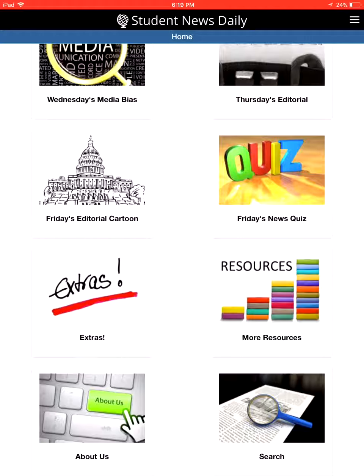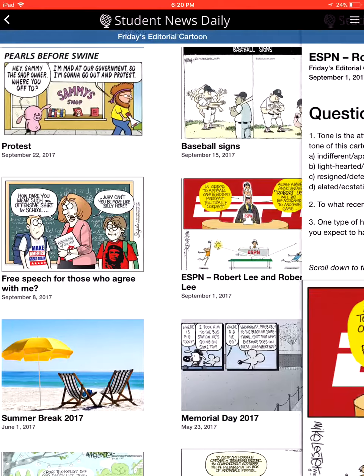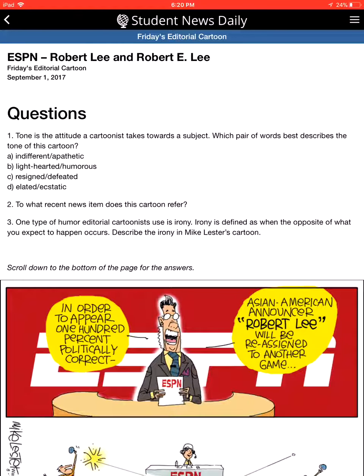Another thing that I think is amazing is the Friday editorial cartoon. They bring various political cartoons from different media outlets, and they analyze them alongside the students reading. I thought a good example was this ESPN one, where they bring up questions associated with the political cartoons. They ask for the tone, what was the subject, what was the point.